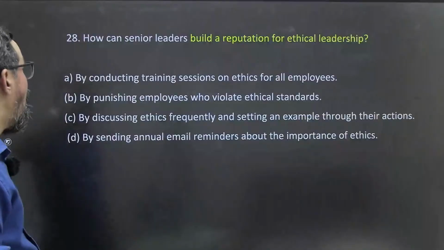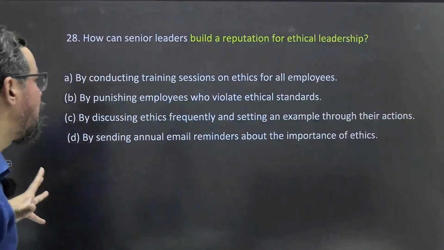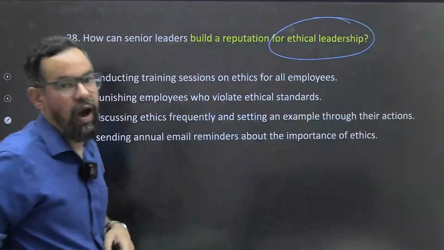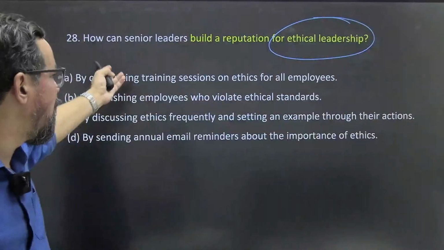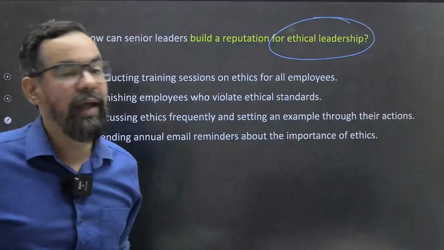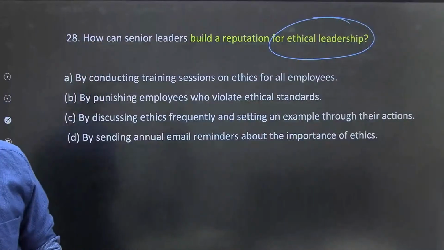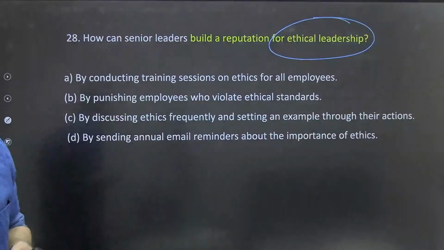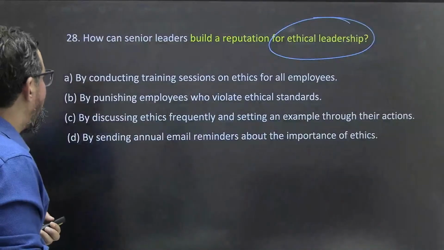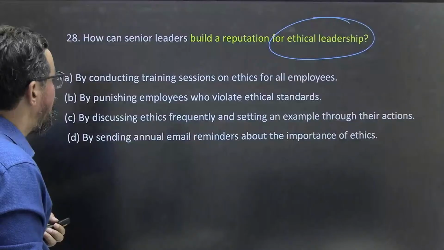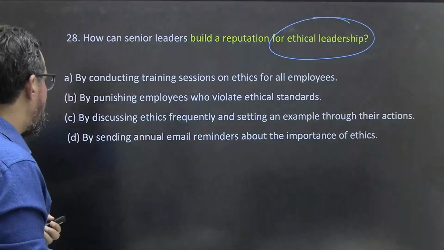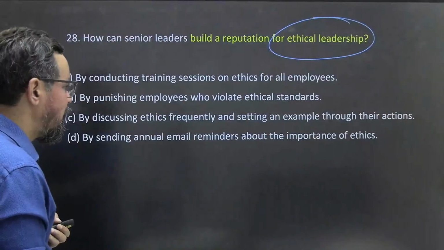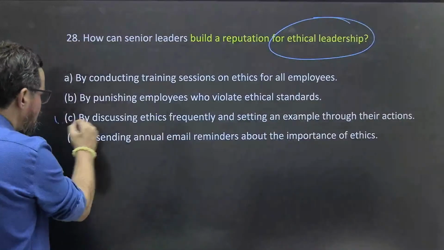Okay? How can a senior leader build a reputation for ethical leadership? Tell me, how will you build a reputation for ethical leadership? So what will be your correct answer for this one? Easy one, guys. Quickly. What will be your answer? So by conducting training sessions of ethics for all employees, by punishing employees, no, by discussing ethics frequently and setting an example through the actions. I'll go over option C.